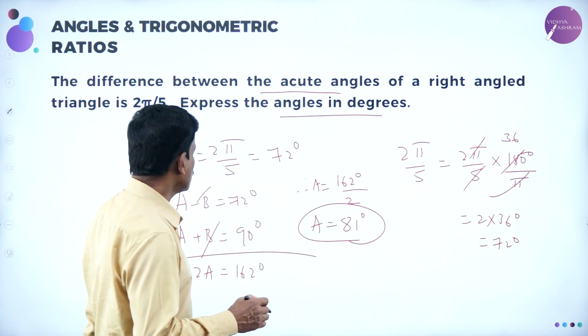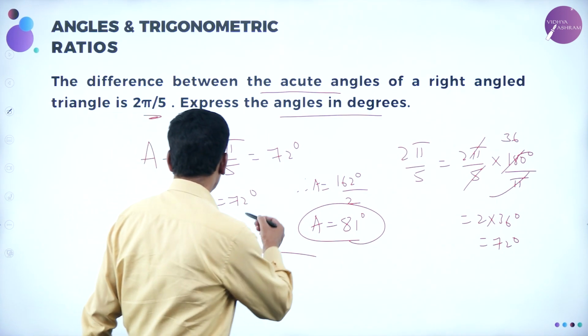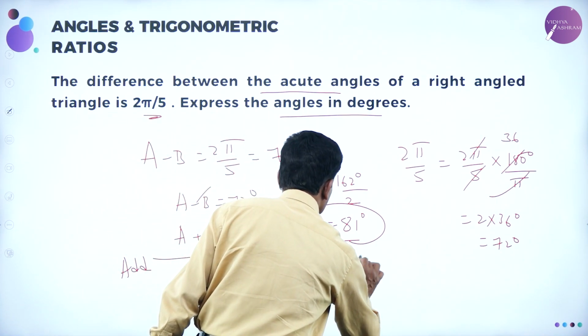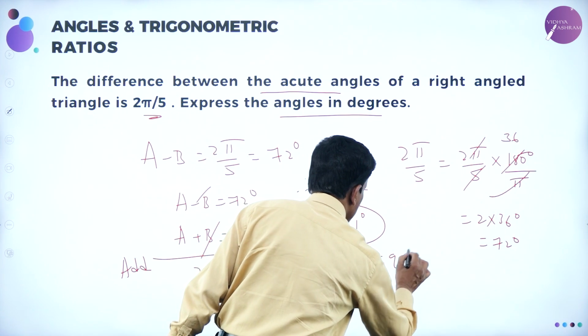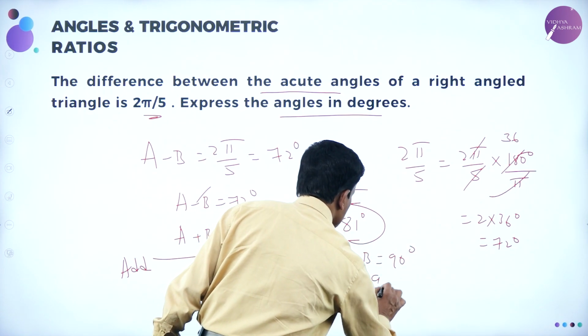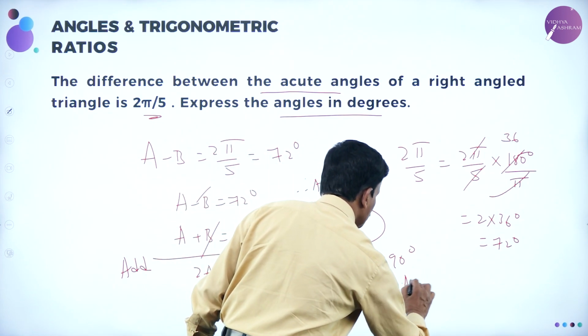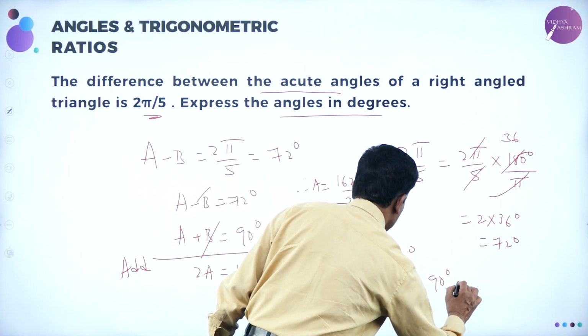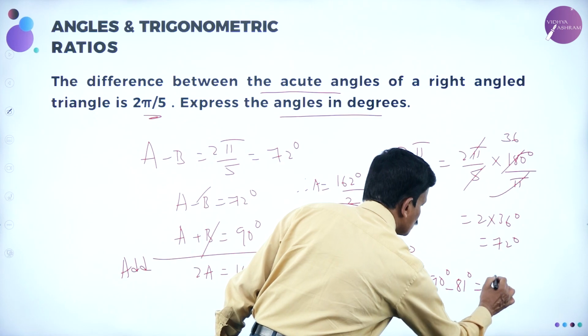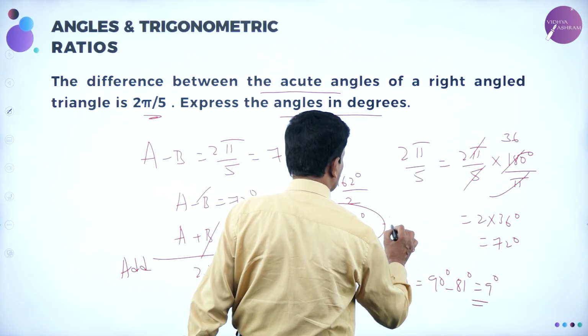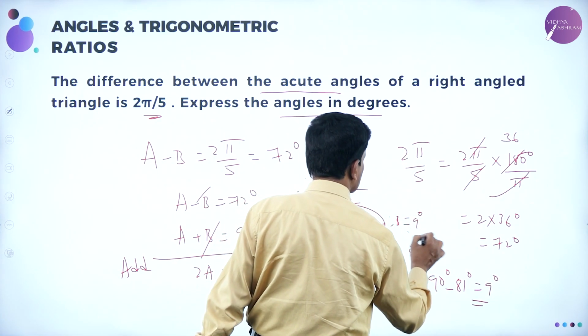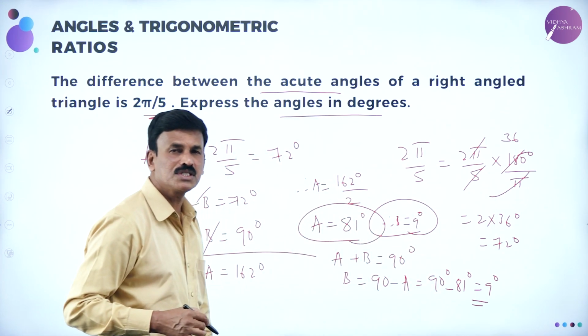Okay. Now, A is equal to 81 degrees. From any one of these two equations, A plus B is equal to 90 degrees, B can be written as B is equal to 90 minus A. That is nothing but 90 minus 81 degrees, that's equal to 9 degrees. So, therefore, B is equal to 9 degrees. A is equal to 81, B is equal to 9 degrees.